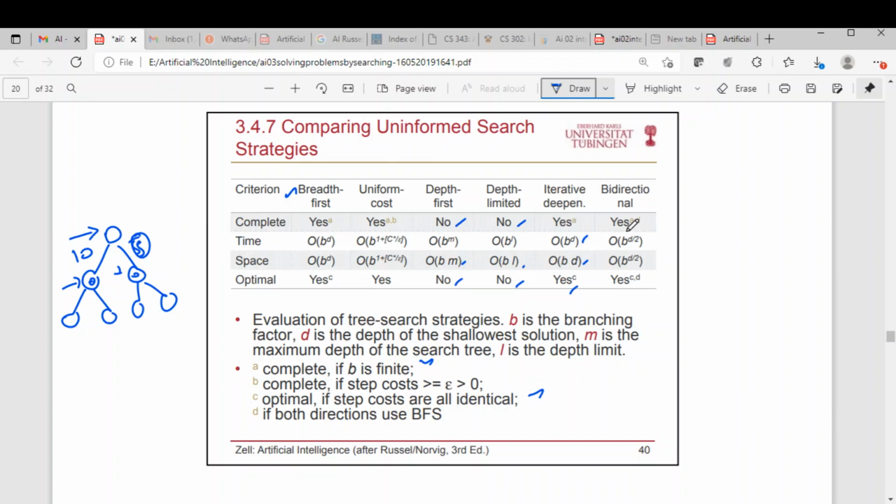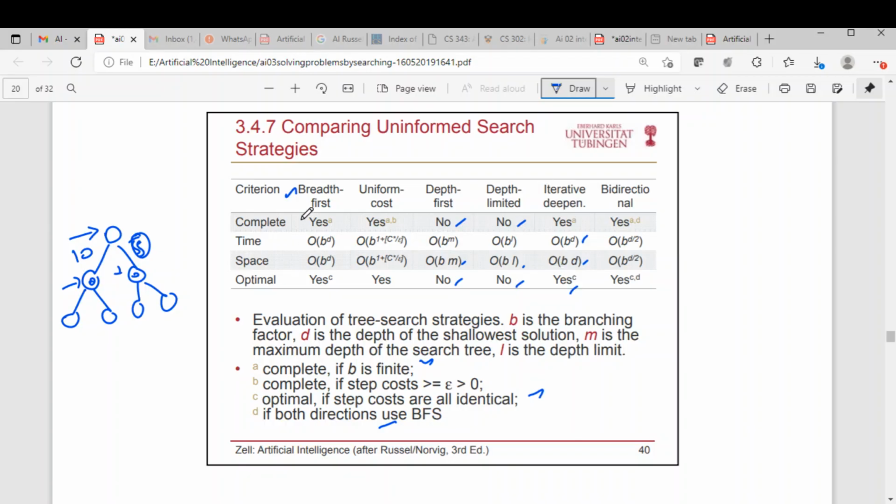Bidirectional search, is it optimal? Yes, it is optimal with two conditions, A and D. A is b should be finite, and D is both directions use BFS. Both directions should use BFS, then it is optimal.